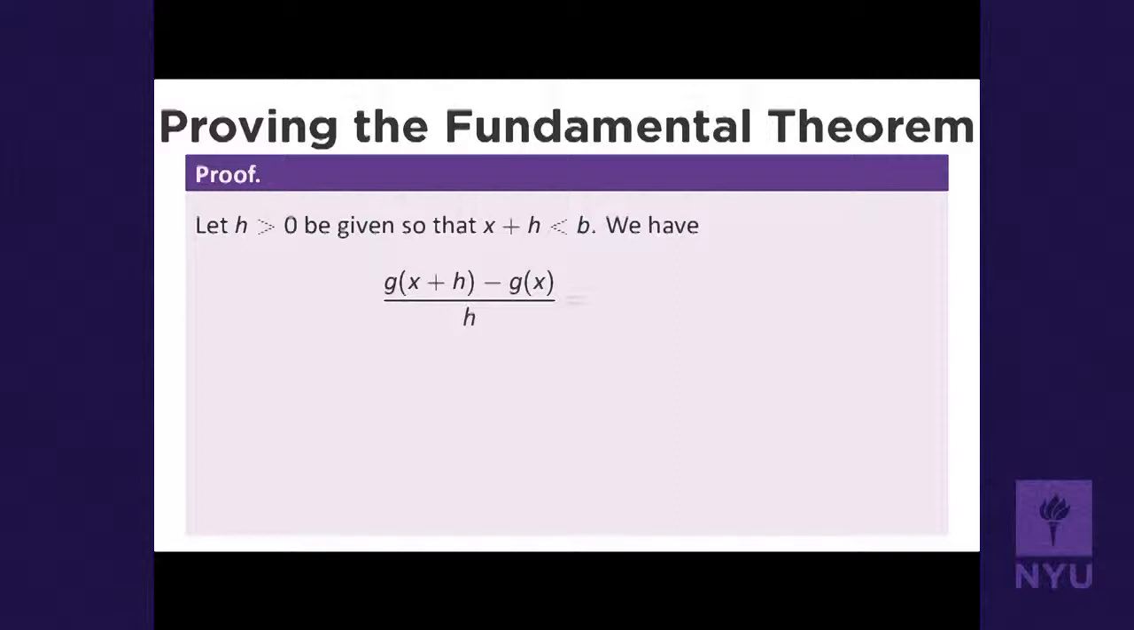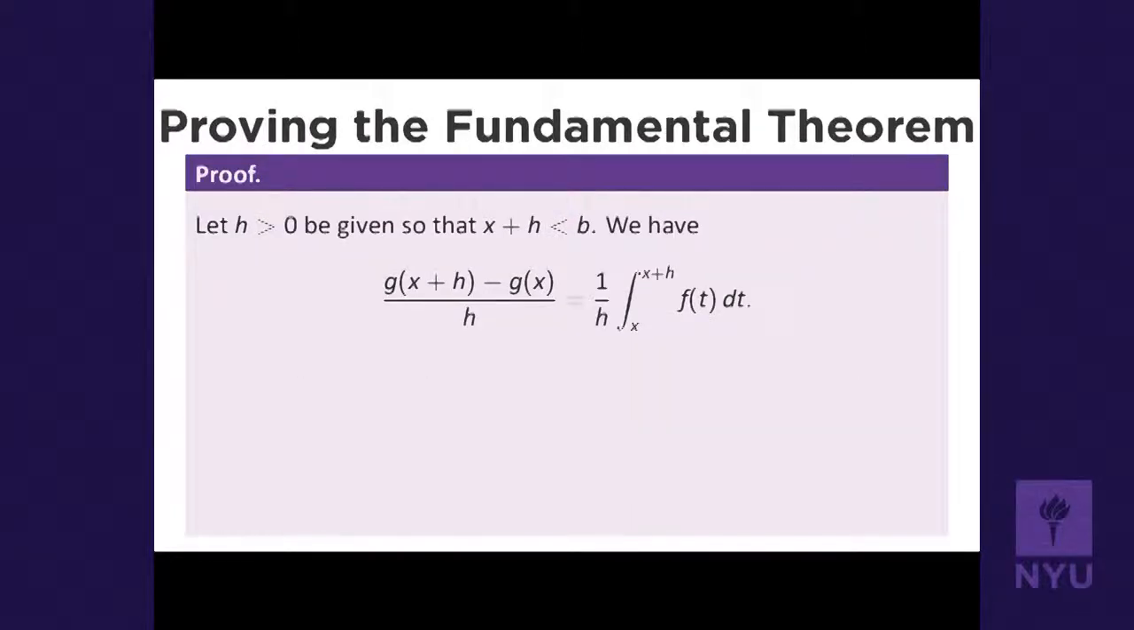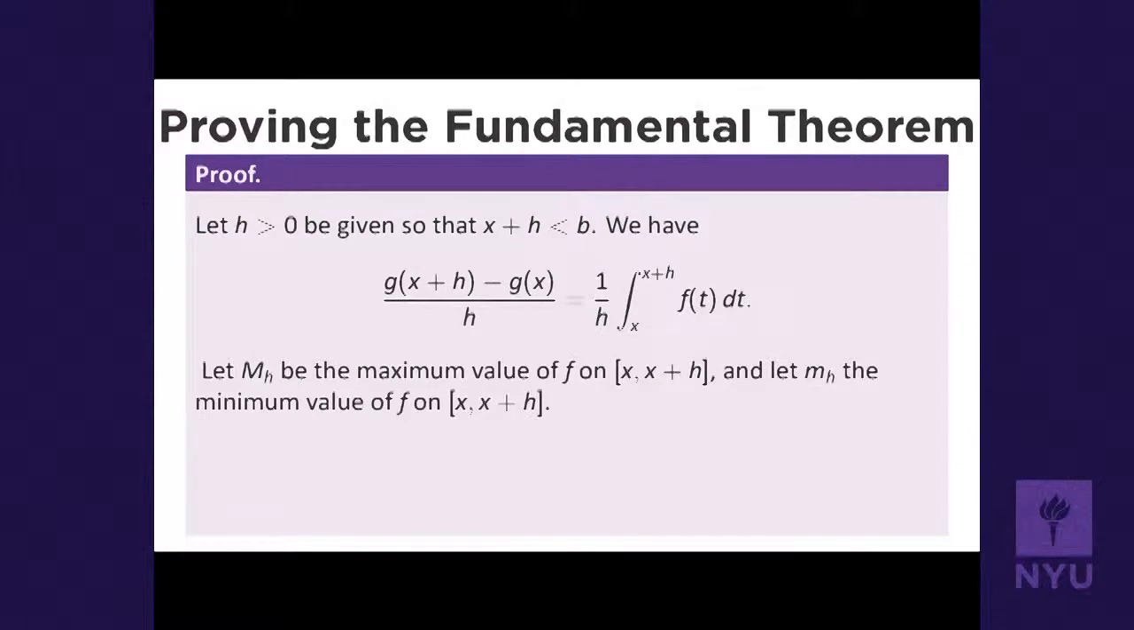What is g of x plus h? If you look back at the function, it's the integral from a to x plus h. And g of x is the integral from a to x. And if you subtract those two, then you get the integral from x to x plus h. This was that additive property of the integral in the limits. And we're going to divide it by h, just like we do. Now this is an integral from x to x plus h. And we proved another property of integrals that allows you to estimate an integral by its maximum value on an interval, and its minimum value on an interval.